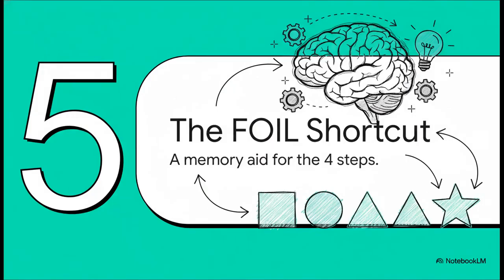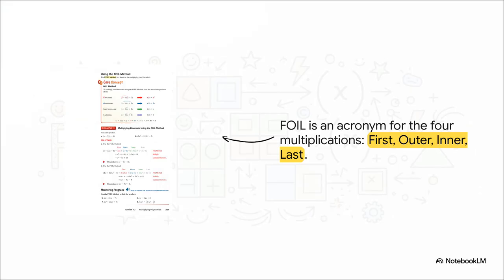Okay, so now that you've seen why this works, that we're really just making sure everything multiplies everything, let's talk about a super common shortcut you're going to hear about. And I want to be clear, this is not a new math rule. It's just a little memory trick to help you remember those 4 multiplications. And that acronym is FOIL. F-O-I-L. It's just a way to remember the 4 pairs you need to multiply.